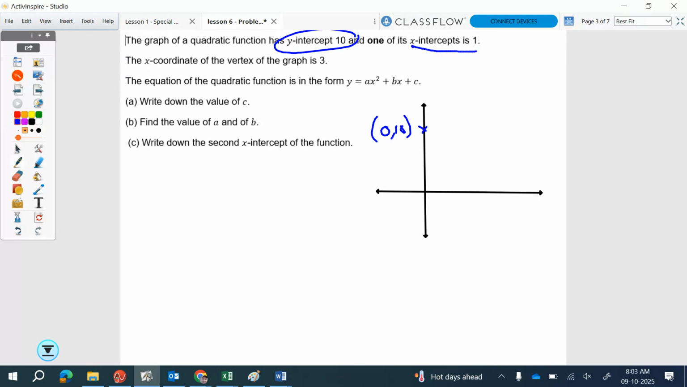We're told we have an x-intercept of 1. So it's going to go through here at 1, 0. Lastly, we get this: the x-coordinate of the vertex of the graph is 3. What is this telling us? Which equation is this telling us?